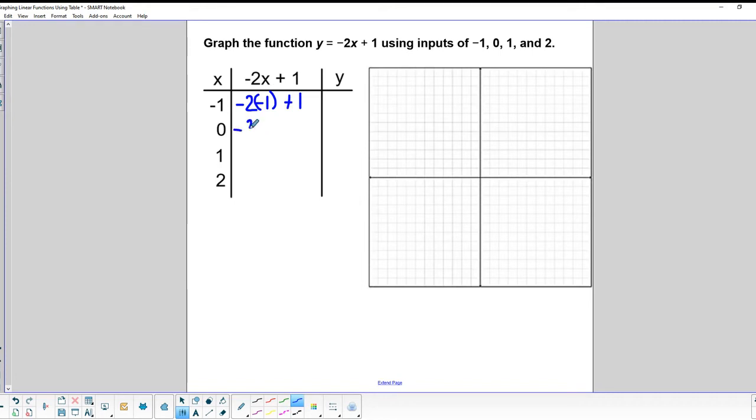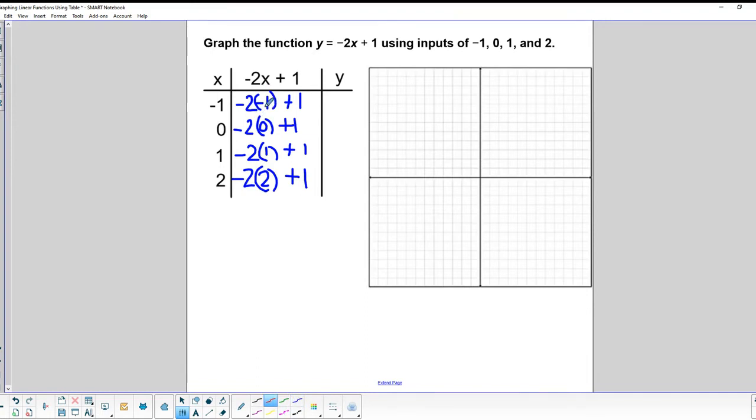So -2 times 0 plus 1. -2 times 1 plus 1. And -2 times 2 plus 1. So as we go through here, let's calculate our outputs.